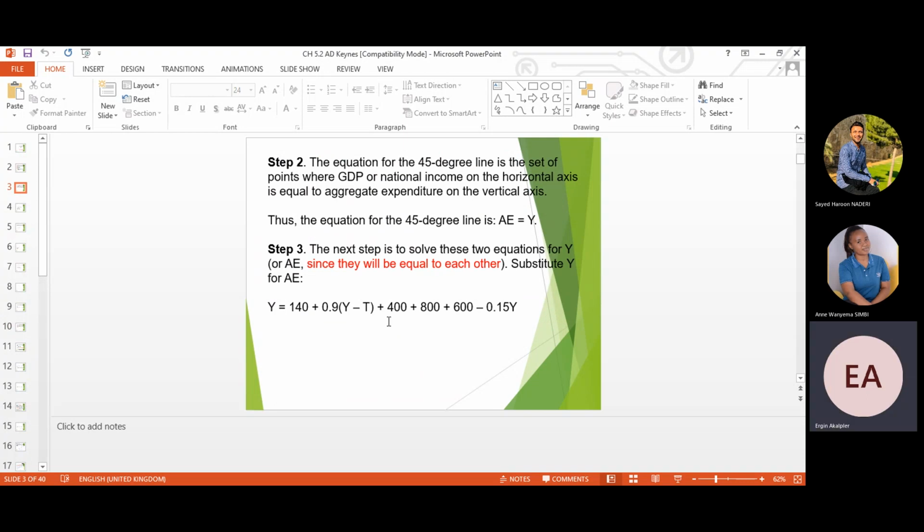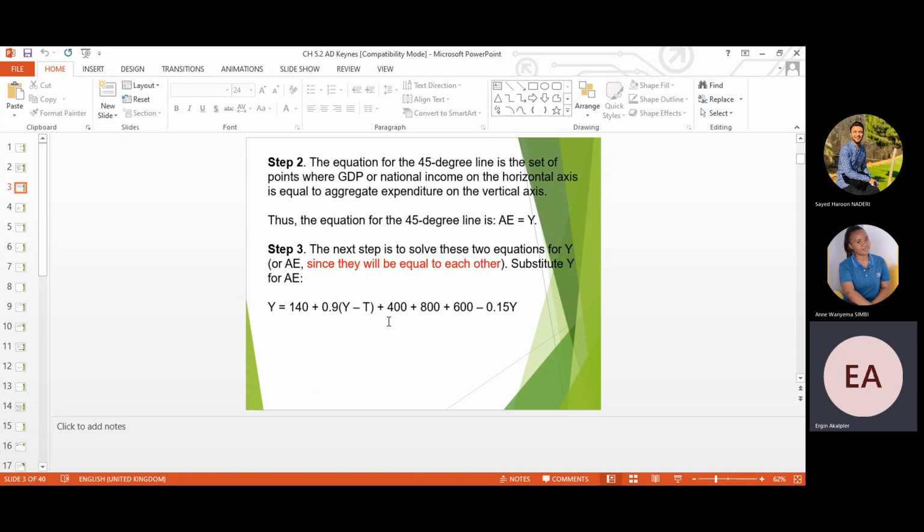As I said to you, the equation for the 45-degree line is aggregate expenditure equals output. And the third, because it is questioned in step 2. And step 3, the next step is to solve these two equations for y or aggregate expenditure, since they will be equal to each other. Substitute y for the aggregate expenditure and solve this problem, which is very easy. I think you know some mathematics.